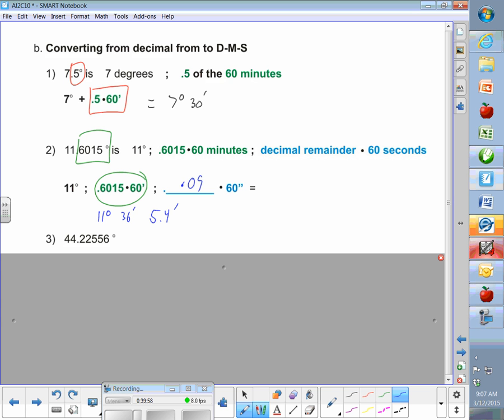Again, I hate to throw in that last little twist at the end of an important trig lesson, but that's the process. Use the whole decimal portion, multiply it times your 60 minutes. You're going to have a decimal. It was 36.09. Use the remainder, the 0.09, times the 60. You might say, why is this 60 instead of 3,600? Because we're doing the decimal off the minutes, not off the hours.